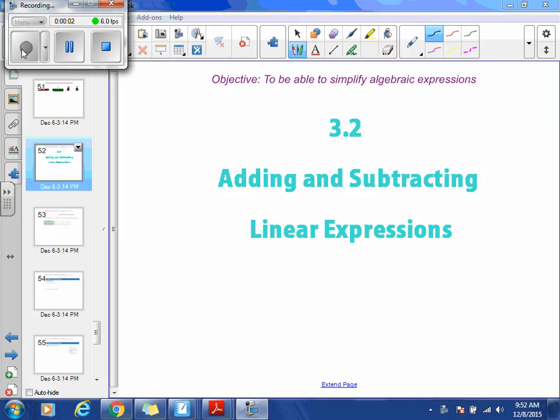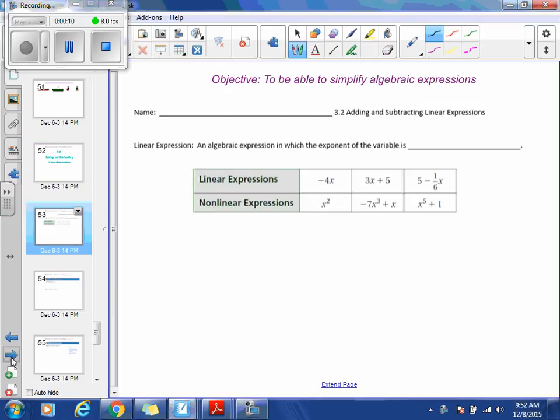Your goal after this video is to know what a linear expression is and how to add and subtract two linear expressions. Please take notes as you watch this video. If you lost the note sheet that I gave you in class, you can write on a separate sheet of paper. So, a linear expression.